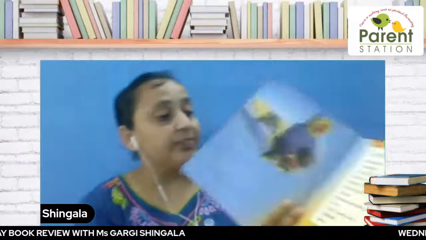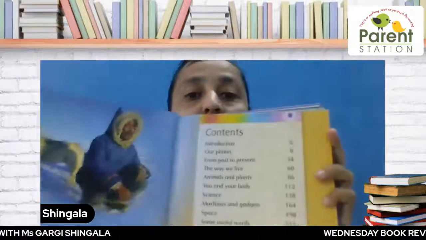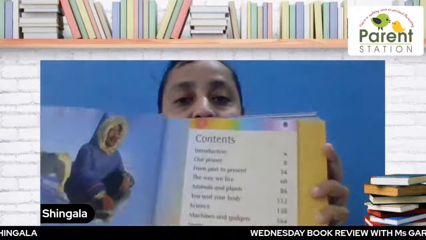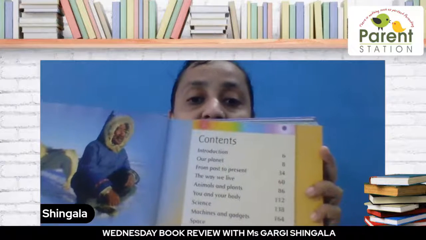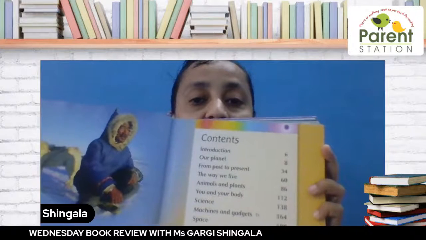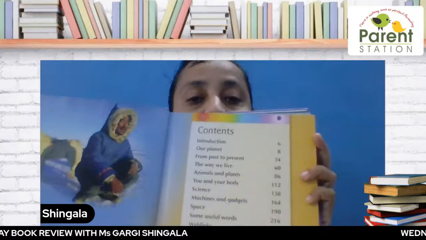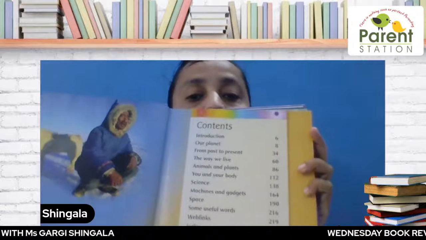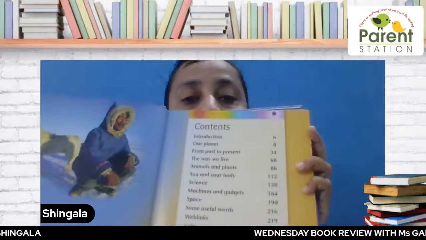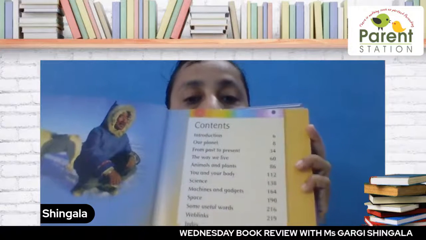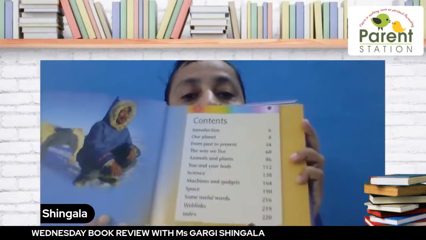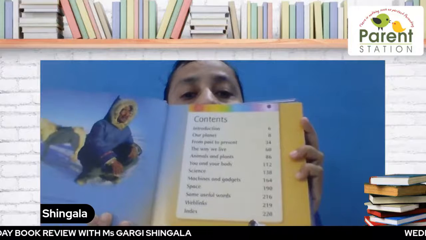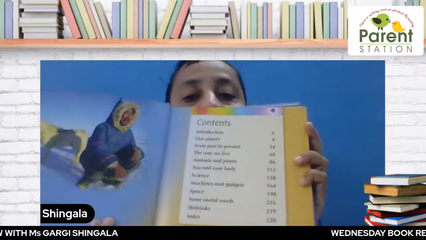Let me go through the content of this book. It has all important topics here. It says our planet, from past to present, the way we live, animals and plants, you and your body, science, machines and gadgets, space, some useful words. Then at the end they have web links and index.